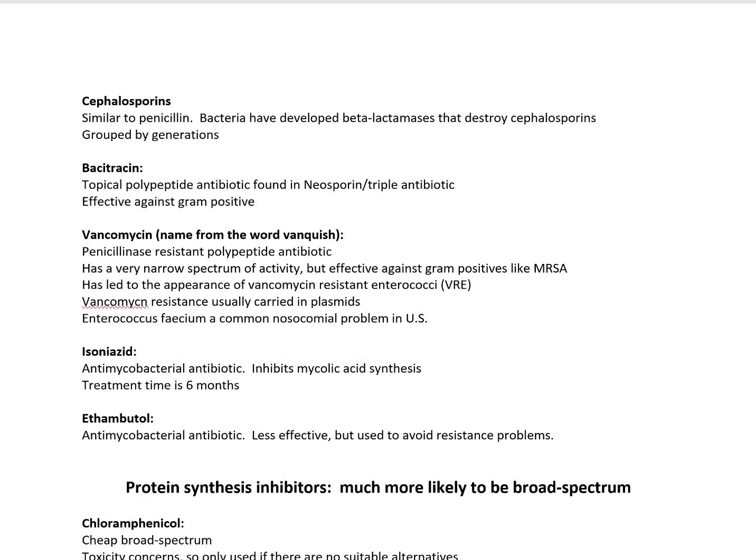Next, moving on, we have the cephalosporins. They're very similar to the penicillins. The nucleus or center of a cephalosporin looks almost exactly like the beta-lactam ring of a penicillin. These are really the most widely used beta-lactam antibiotic right now. But bacteria have developed beta-lactamases that destroy these as well. So it's kind of interesting.